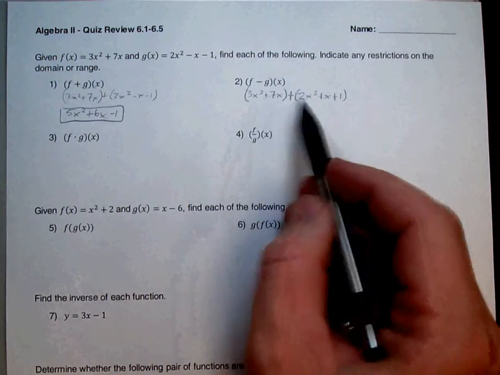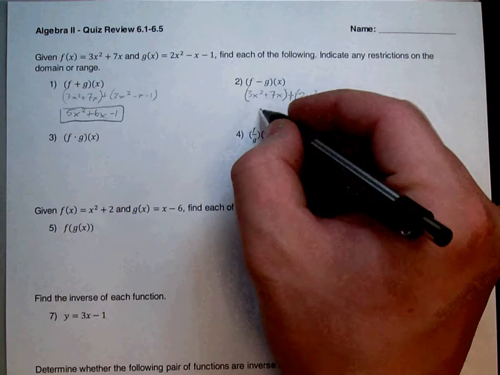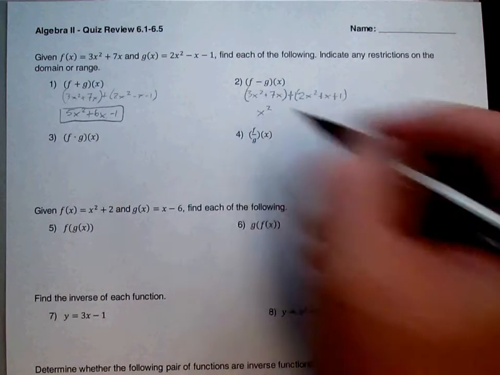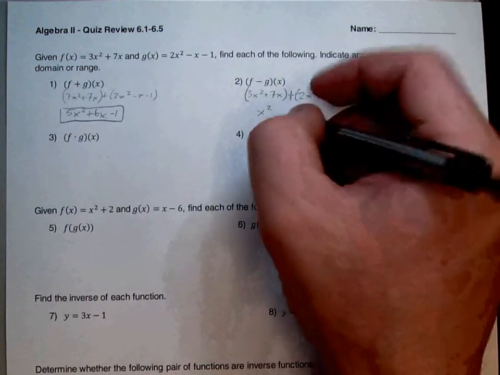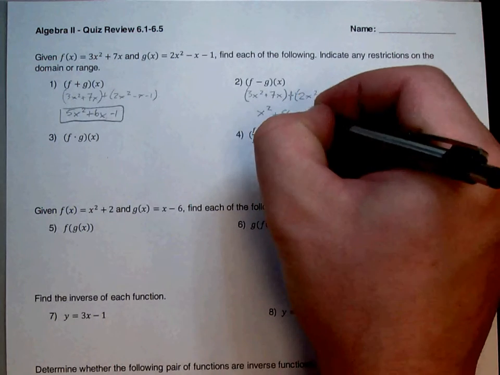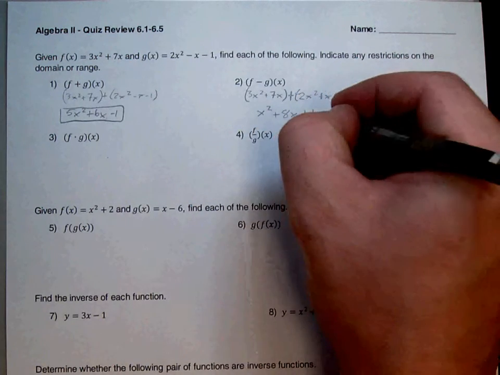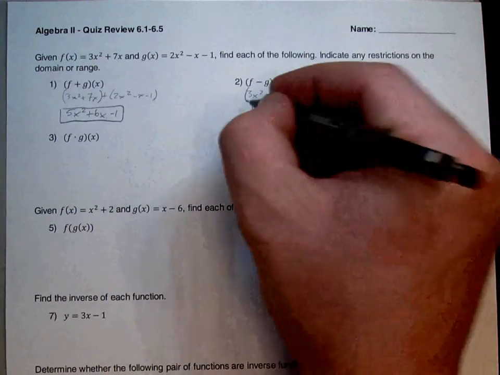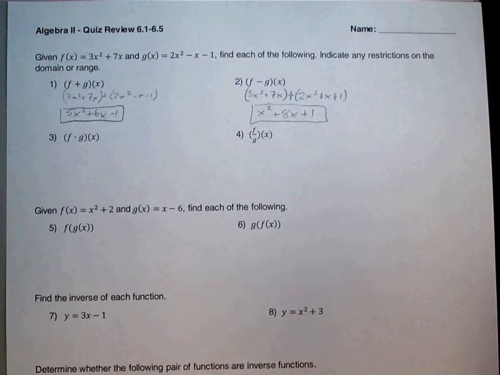So now combine like terms, a 3x squared and a negative 2x squared. 3 and negative 2 make 1, so that's 1x squared, or just x squared. 7x and a positive x, that makes 8x. And then a positive 1. So x squared plus 8x plus 1 is our answer.